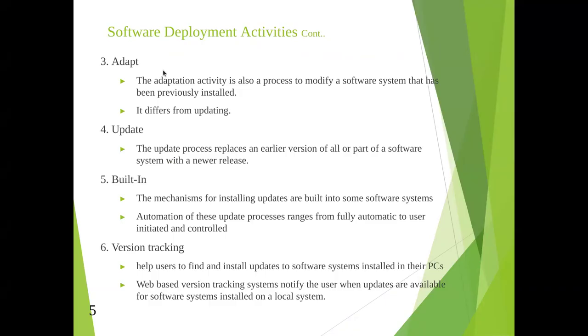Software deployment activities include adaptation. The adaptation activity is the process of modifying a system that has been previously installed. Now, actually, it is updating. The update process replaces an earlier version of all or part of the software system with a new release.